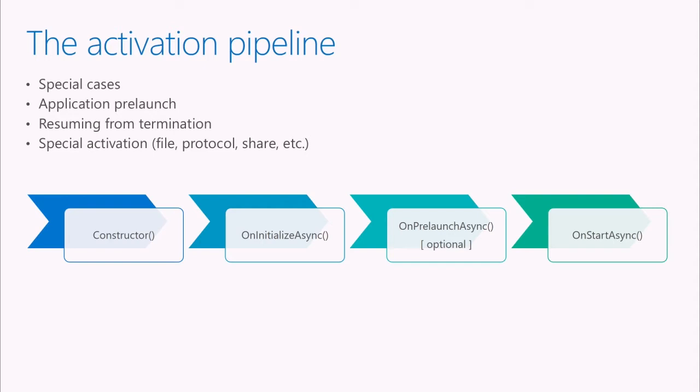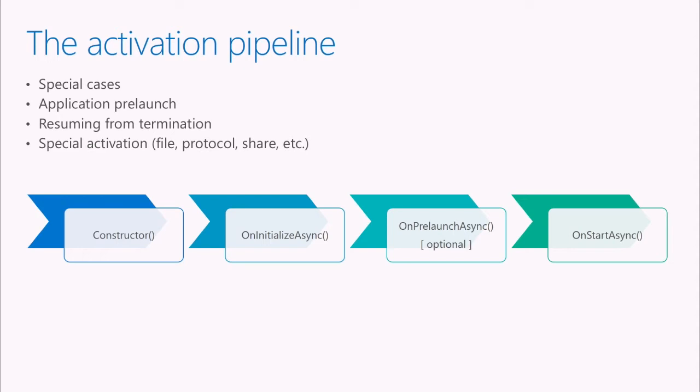And so we go from constructor to initialize, and then let's skip this one and go straight to start, because that's going to be 90% of all the apps out there. Just from constructor to initialize to start. And then start is going to basically be all the ways your application gets invoked. So that includes activation, and it includes launch. And the only time start doesn't get raised, there are two scenarios.